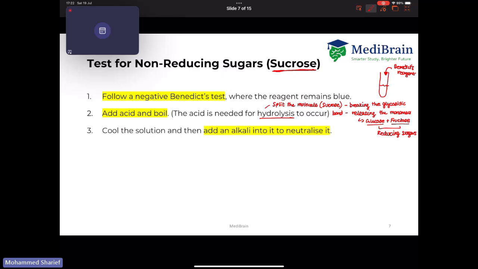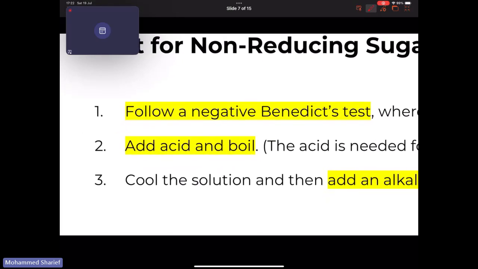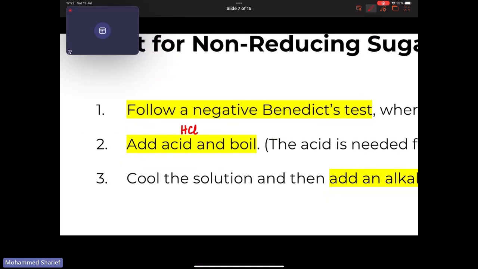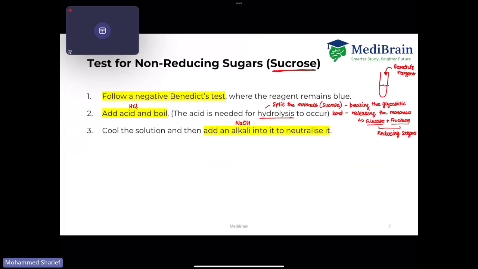Now what we're going to do is cool the solution and then add in alkali to neutralize it. By the way, if you want an example of an acid, we normally use HCl. And in terms of alkali, we're going to use sodium hydroxide. Okay, we're going to cool the solution and then add in alkali so we can neutralize it. And the reason why we are doing this is because Benedict's doesn't work under acidic conditions.